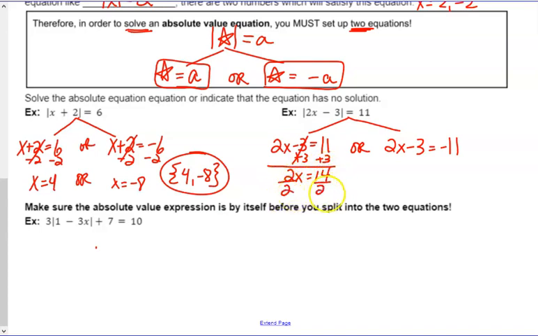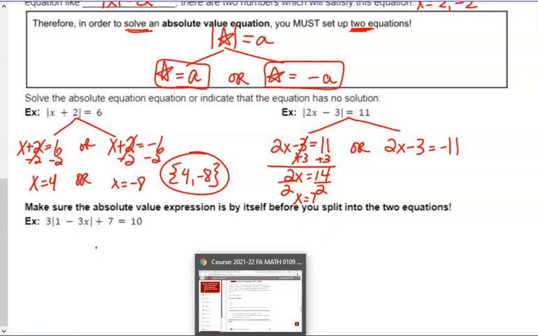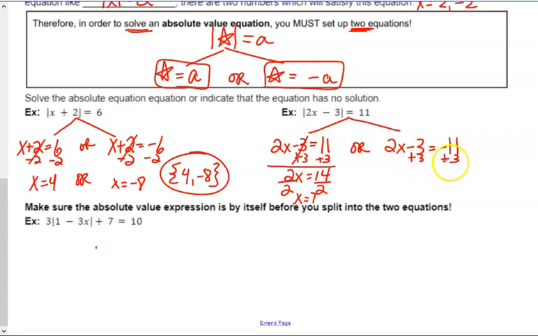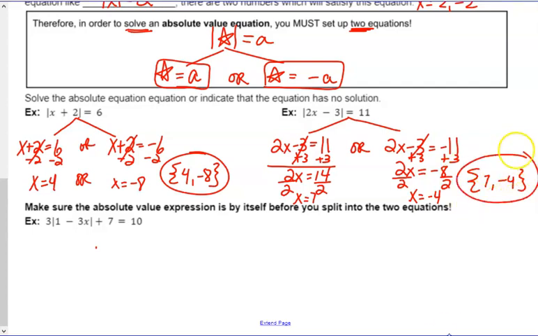Then divide by the number next to the letter to get a 7 when I do that. Then I add 3 to both sides again. That goes away. This time I get 2x is equal to negative 8. And then when I divide both sides by the number next to the letter, I get negative 4. Therefore, 7 and negative 4 would be the solutions to my equation. So you're finding two answers that work always.